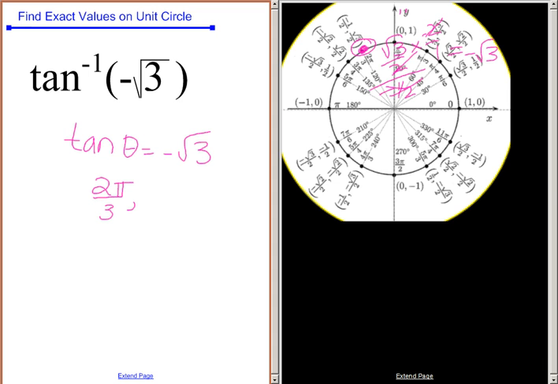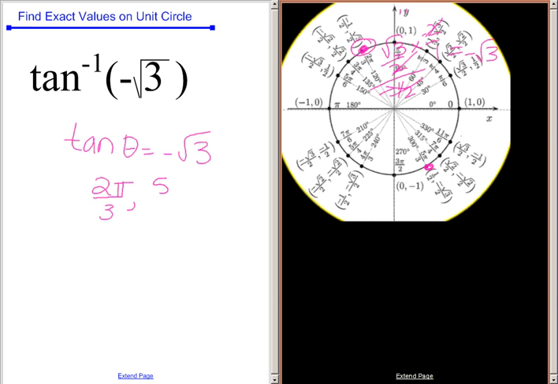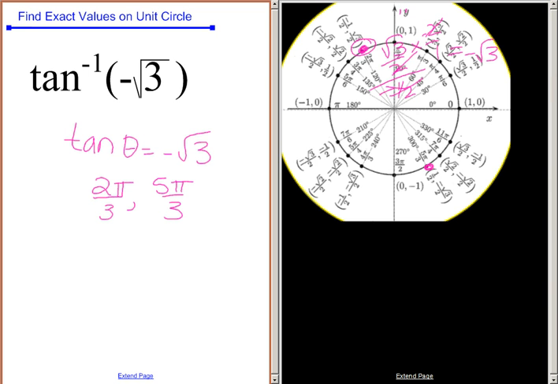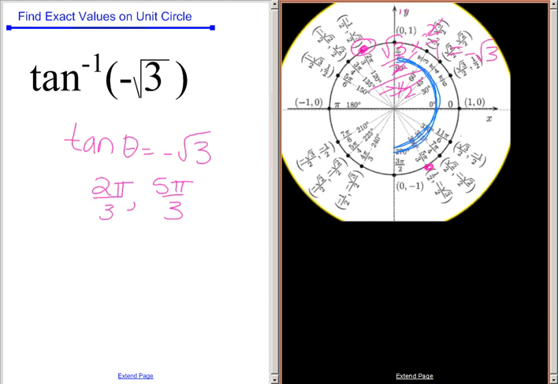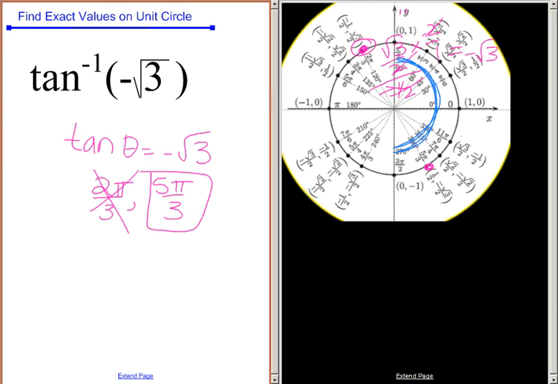And then I think you can probably figure out that the other spot is going to be down here at 5 pi over 3, where it's +1/2 and -√3 over 2. So 5 pi over 3. And if you look at tangent's restricted intervals, your answers can be between -pi over 2 and +pi over 2, which means that the 5 pi over 3 answer can stay, and the 2 pi over 3 can't count right now.